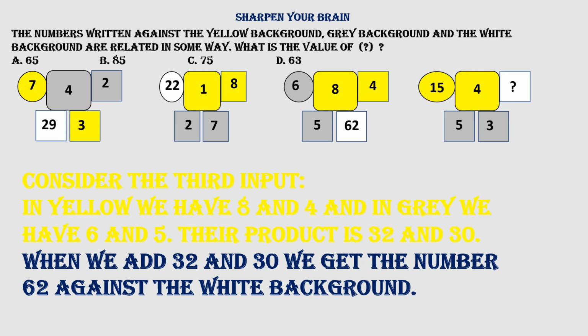Consider the third input. In yellow we have 8 and 4. And in gray we have 6 and 5. Their products are 32 and 30. When we add 32 and 30 we get the number 62 against the white background.